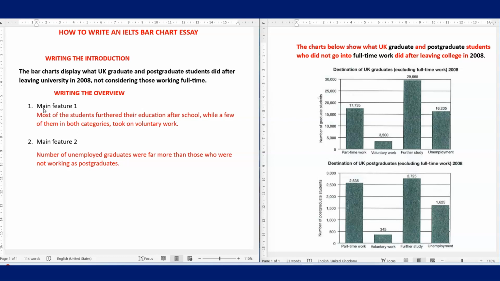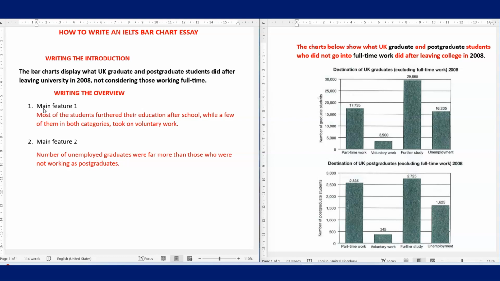And also we saw that the number of unemployed graduates was far more than those who were not working as postgraduates. So these are the two major things that we saw in the graph. And what you need to do is form the ideas into about 2 or 3 sentences. All right, and that will be all that you have to do.